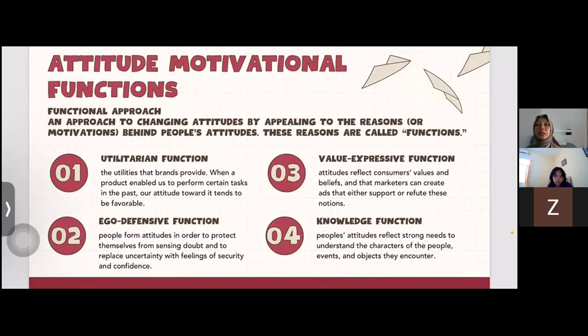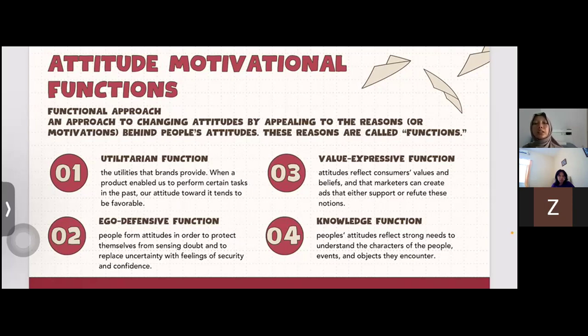And the next slide is attitude motivational function. The functional approach is an approach to changing attitudes by appealing to the reason or motivation behind people's attitudes. These reasons are called functions. The first is the utilitarian function, the utilities that a brand provides. When a product enabled us to perform certain tasks in the past, our attitudes toward it tend to be favorable.